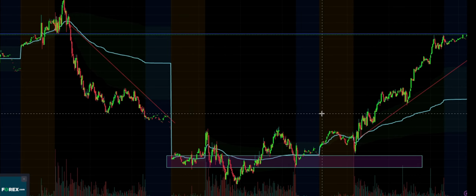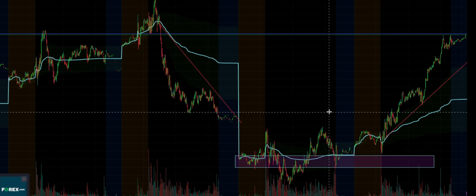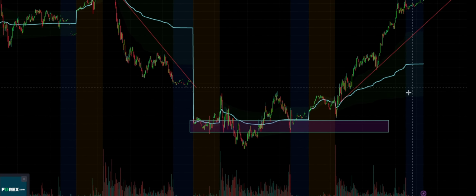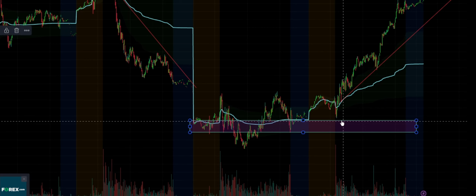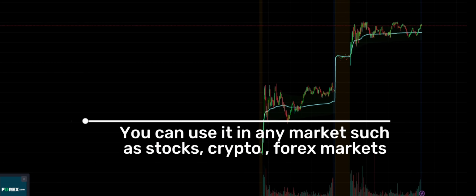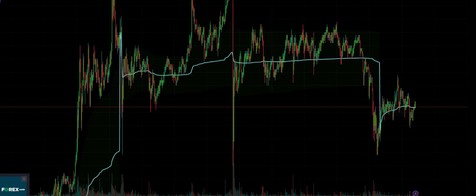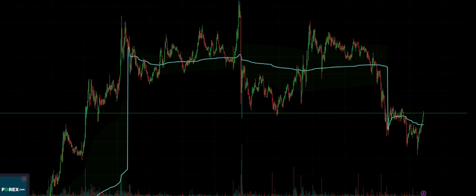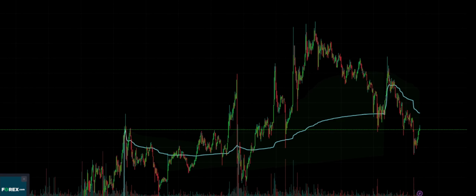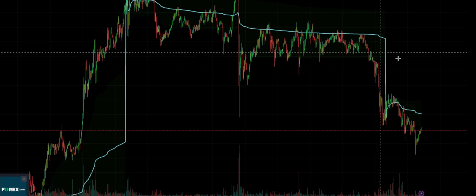I use it all the time, every day, including other indicators that I use. It doesn't matter what you trade, whether stocks, crypto, forex, anything. As you can see, it reacts to everything accordingly. If you go to any other currency or anything, you can see the reaction of the price to the indicator.